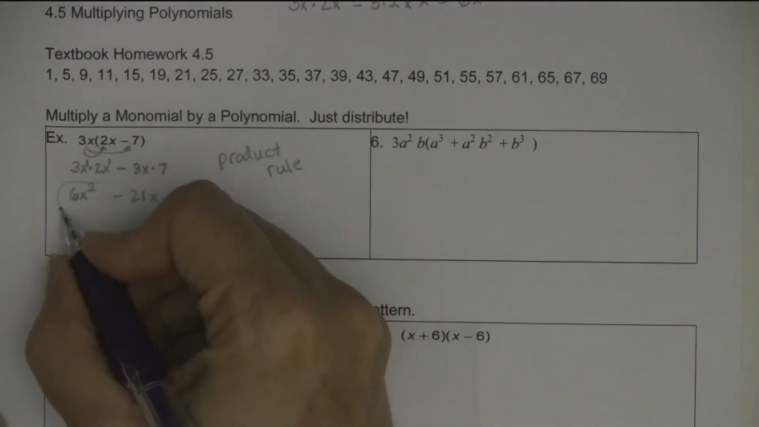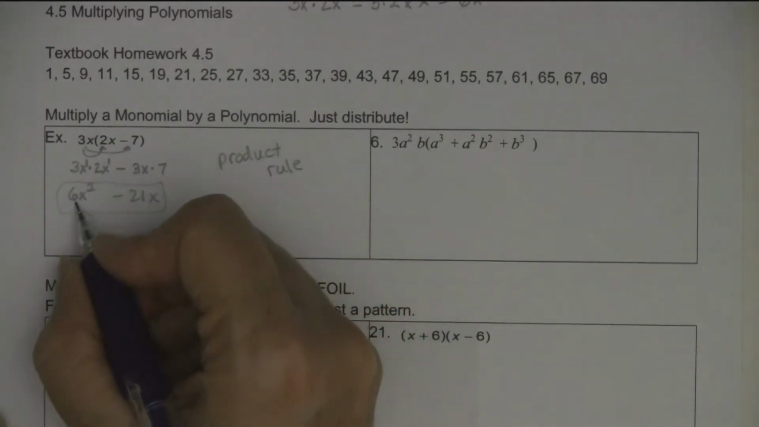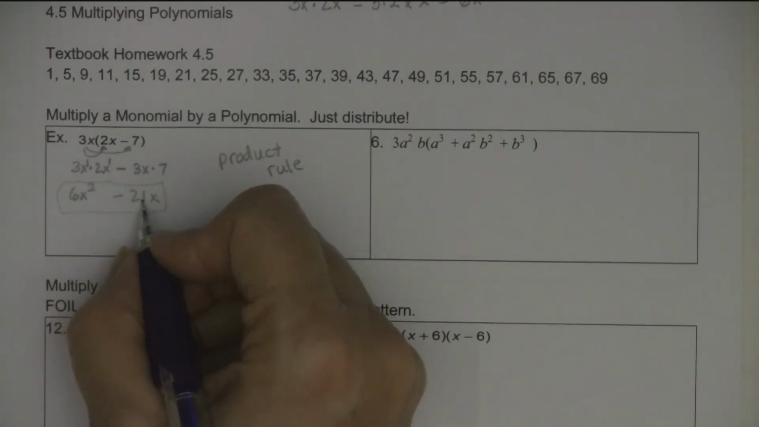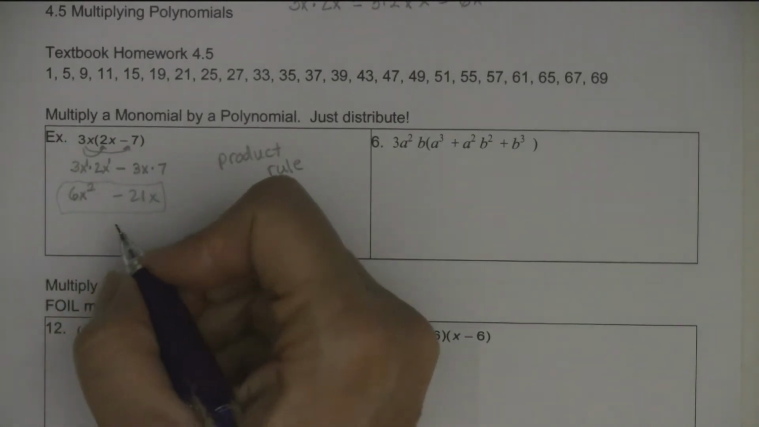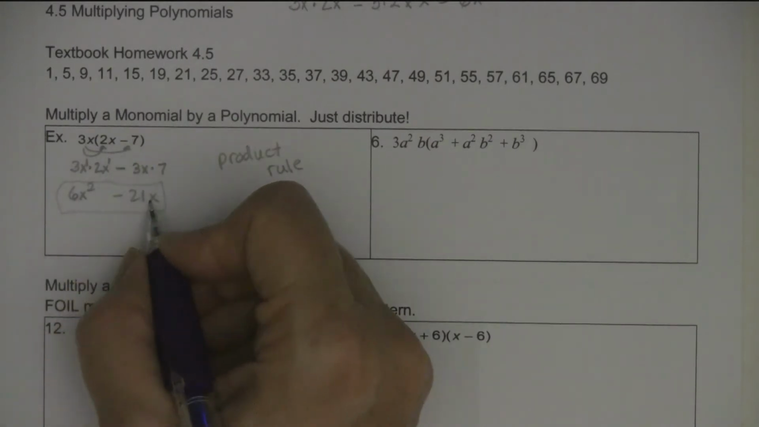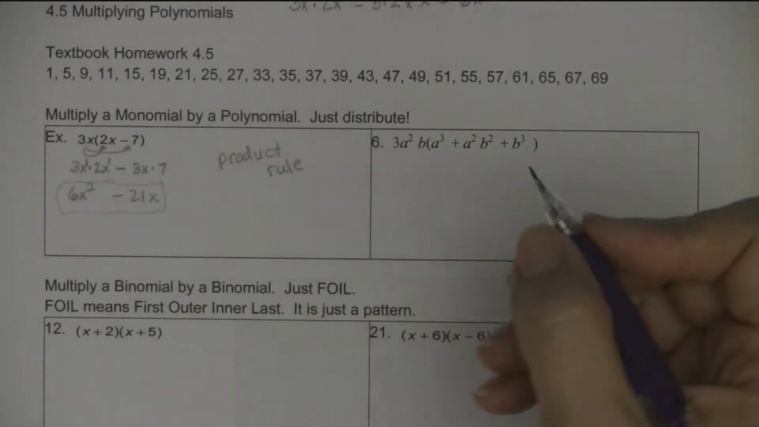And so those are not like terms, so I can't subtract them. I can only subtract these things if this was x to the second and this was x to the second, or this was x and this was x, but they're different. X to the second is not the same as x. And you would write them in descending order, which they are written in descending order here.